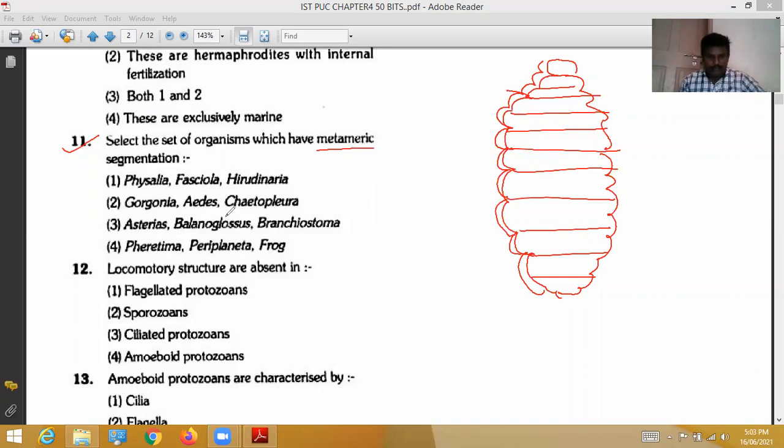So that kind of segmentation we will see in Physalia. Yes, Physalia in this one, Fasciola, Hirudinaria.